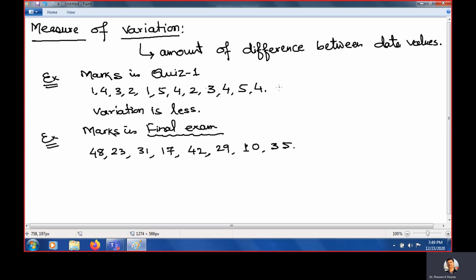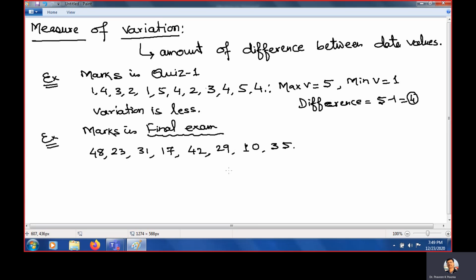If you see the first data, what is the maximum value? Maximum value is 5. What is the minimum value? Minimum value is 1. So what is the difference? Difference is 5 minus 1, that is 4. So only 4 is the variation. Very little, the range is 4 only. The difference is very small.